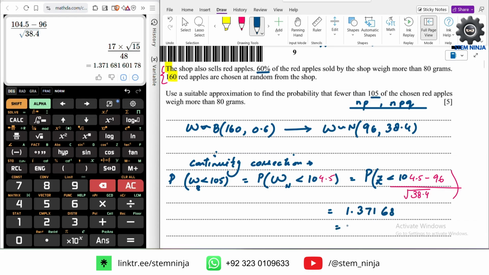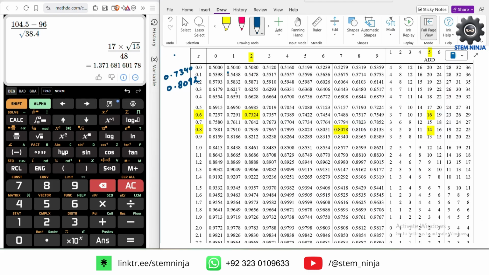1.37168. So basically... Sorry, what am I doing? So probability of z less than 1.37. We need it to 3 decimal places, so like this. We go back to the table. So we need 1.37 and 2 to this. So 0.9150 basically.